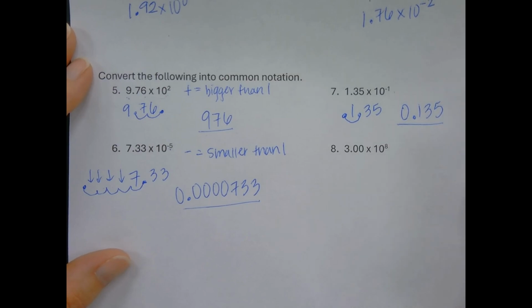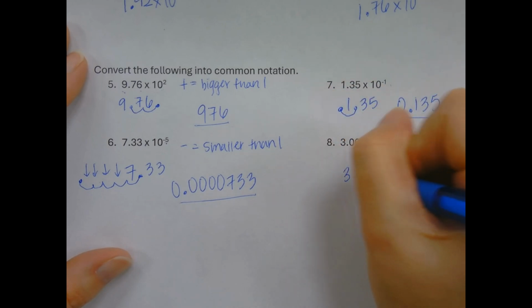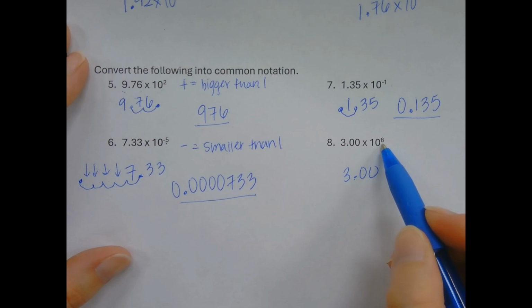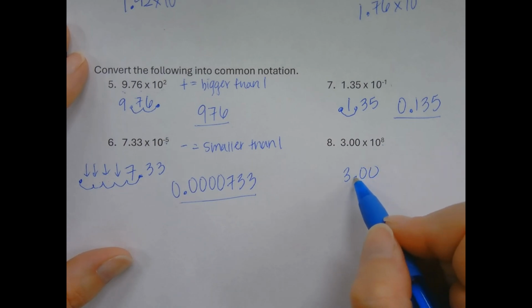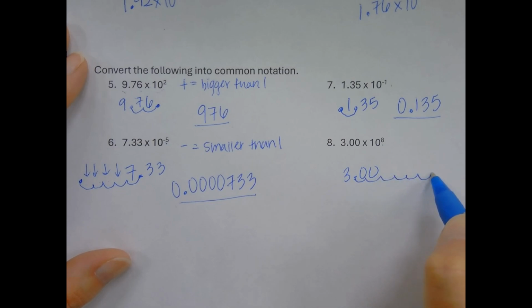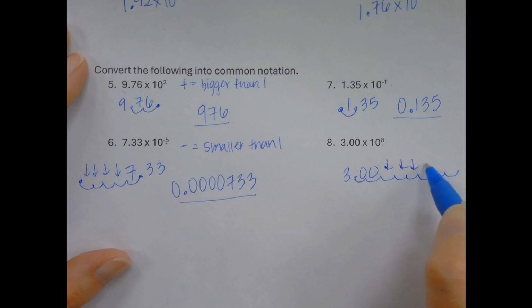The last one, 3.00 times 10 to the 8th. Okay, so we're going to do the same thing. Here's my decimal. I'm moving it 8 times, and I'm going to move it 8 times to the right to make this number much bigger than 1. So 1, 2, 3, 4, 5, 6, 7, 8. All of these empty spots is for a 0.